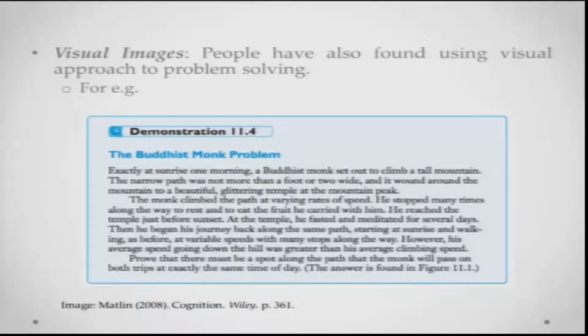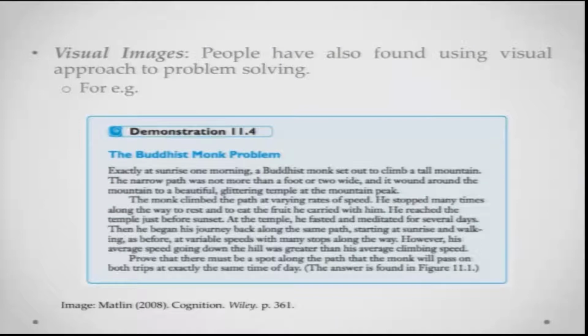Finally, another very important thing is visual images. It has been shown that people consistently use visual images to solve particular kinds of problems, and have found them very helpful. There is a demonstration from this book, the Buddhist monk problem, which I'll read out to you. It's rather similar to the goat problem that we have in India, where the goat has to cross the river, and there is a goat and a crocodile. This one is also very similar.